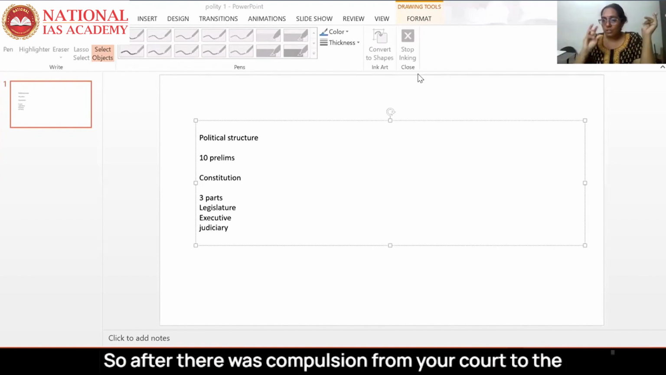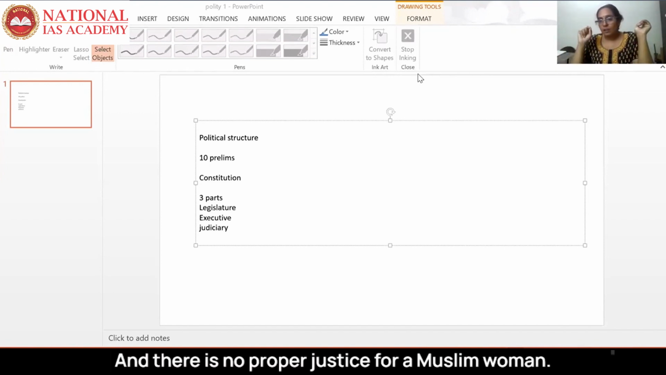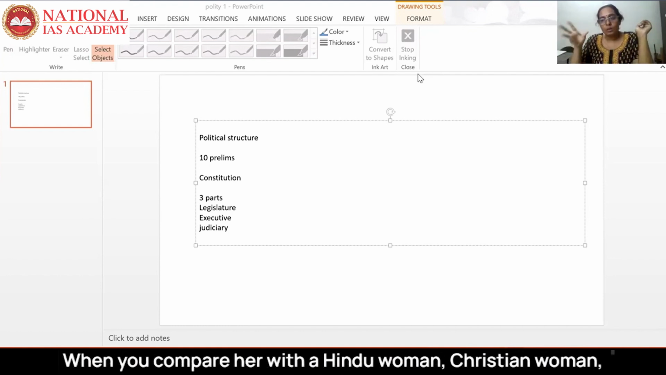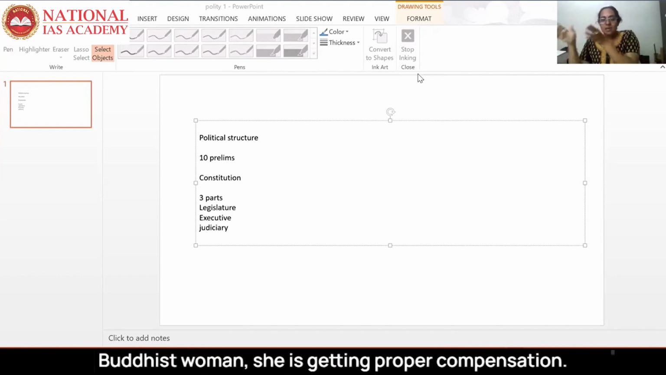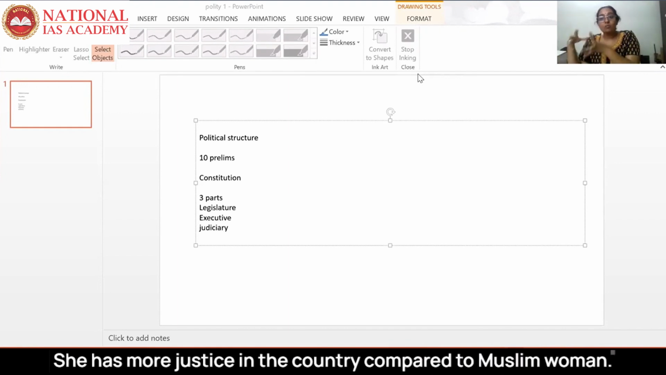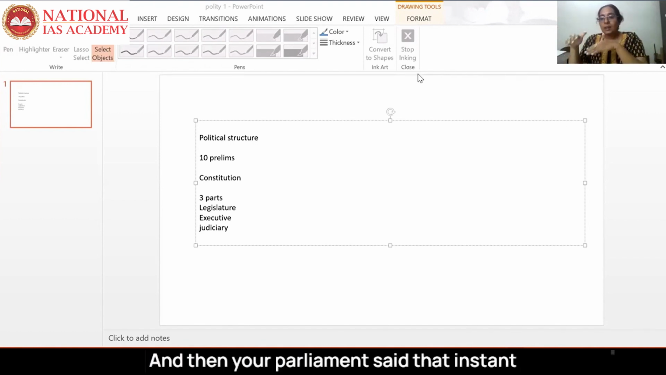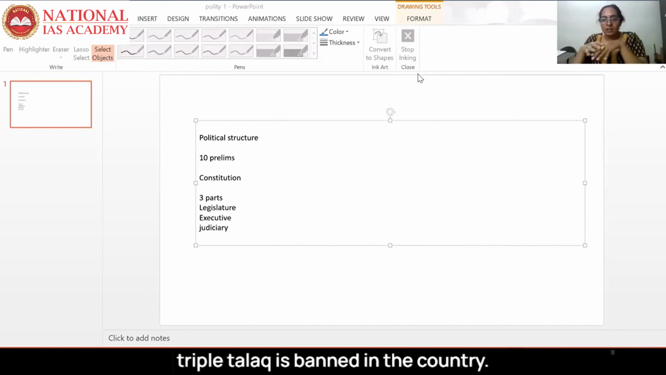So there was compulsion from your court to the legislature, telling them that you have neglected this area and there is no proper justice for a Muslim woman, when you compare her with a Hindu woman, Christian woman, Buddhist woman, who is getting proper compensation. She is not subjected to instant talaq. She has more justice in the country compared to Muslim women. So you're discriminating here, so it is not proper. So make a law for it. And then your parliament said that instant triple talaq is banned in the country, and we had to ban triple talaq. So triple talaq got banned.